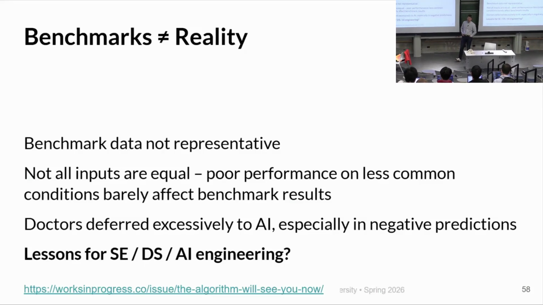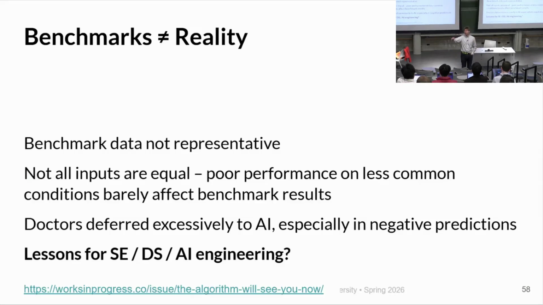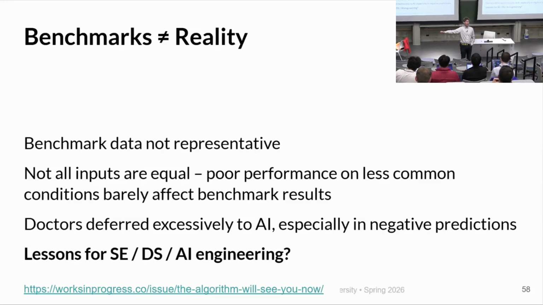So what they found in radiology was a lot of things that we talked about. Not all inputs are equal. The average benchmark had mostly easy cases, and the models struggled on all the corner cases. But you couldn't really improve the benchmark much because the corner cases were not that common. We also had this explainability issue where the doctors, especially in the beginning, really deferred to the AI. And if the AI made a mistake, the doctors made a mistake, right? And it's always in the one direction.